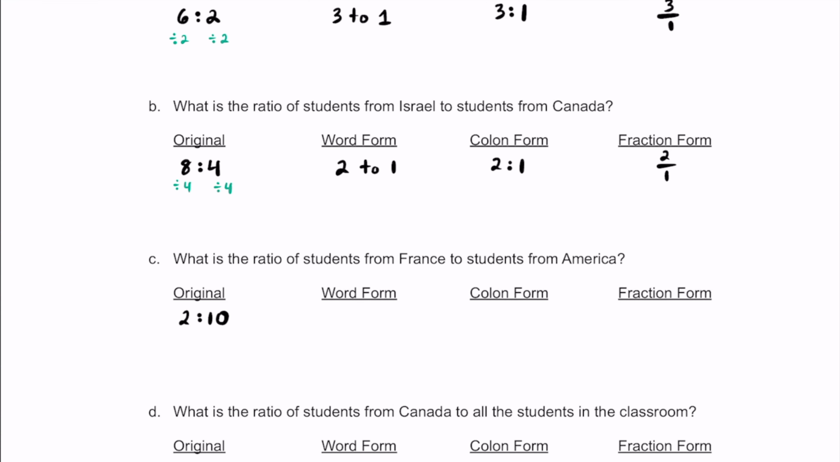It looks like we can simplify this by using a GCF of 2. Let's divide by 2, divide by 2. If we do that, we're going to get a ratio of 1 to 5. So using words, 1 to 5. Using a colon, we can say 1 to 5. And using the fraction form, we can say 1 to 5.